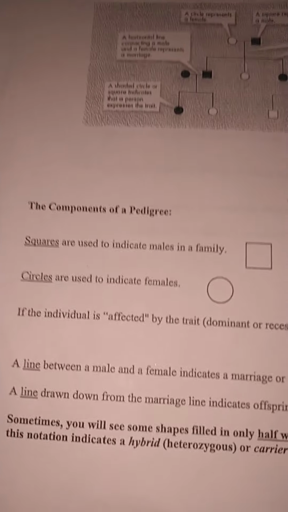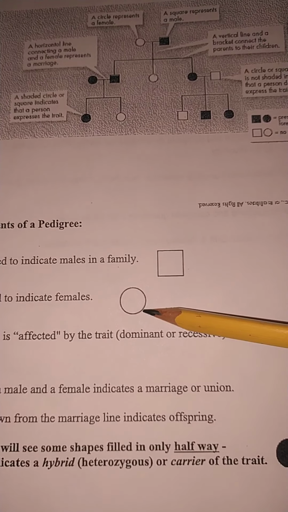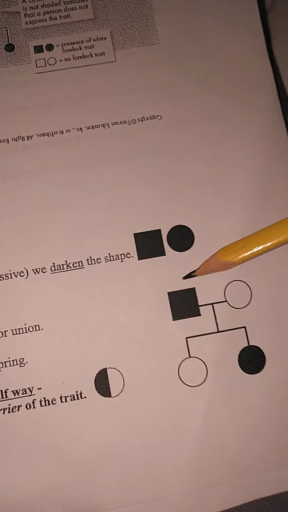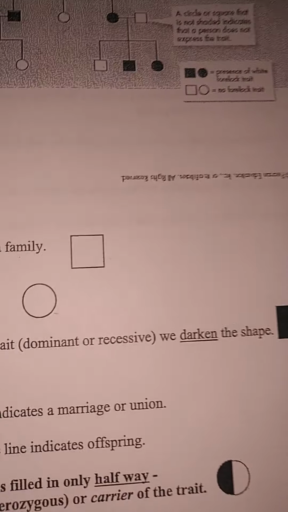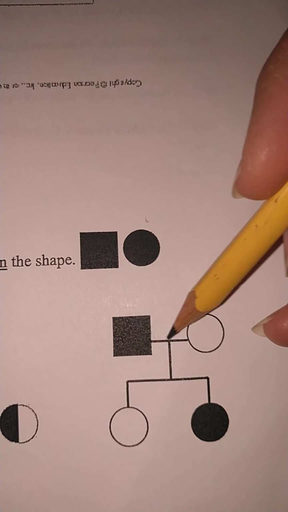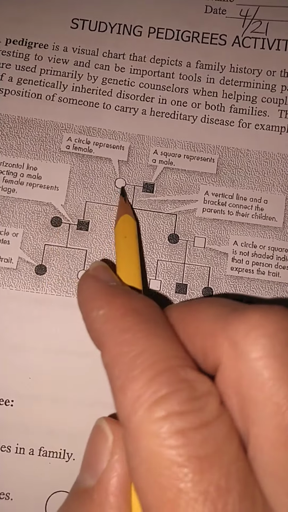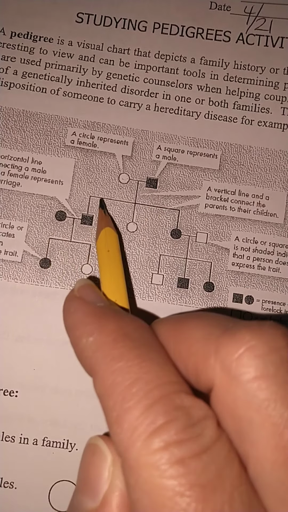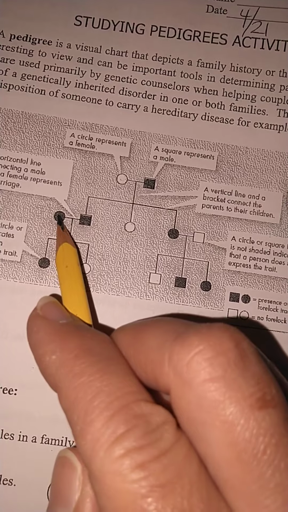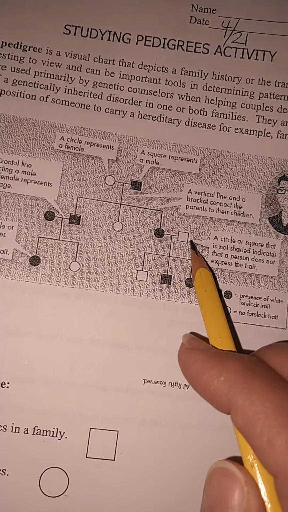Again, this is just going back over that. Squares indicate males, circles are females. Individuals that are affected are going to be shaded. Okay. A line between a male and a female, that line right there represents a marriage. So up here, this female was married to this male. And then this was an offspring that married this person. Okay, this is an offspring that married this person.